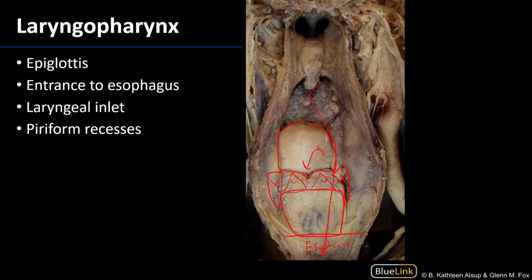So we've talked a little bit about the pharynx and its various divisions, the naso-, oro-, and laryngopharynx, as well as the boundaries of these regions and their contents.